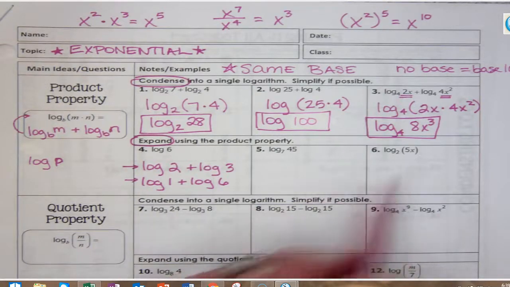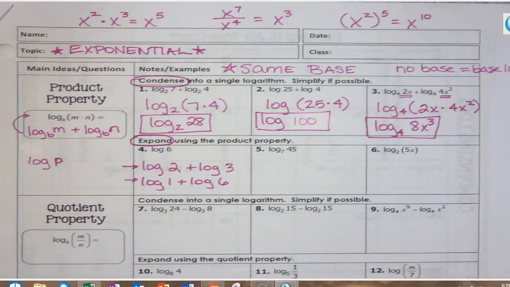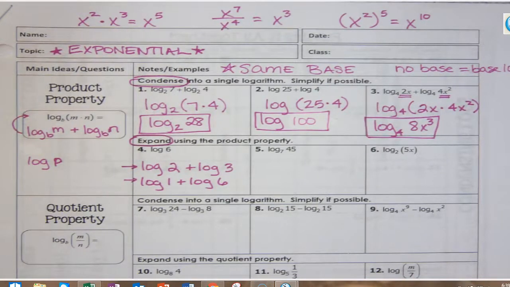Maybe try and work out some of these. These are a little bit more complicated, so you have to think about it a little bit more to make it expanded as opposed to condensing it. So stop the video and try and work these two.